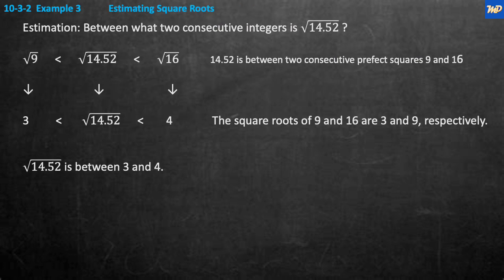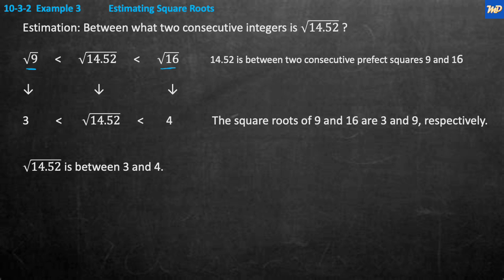Okay, estimating square roots. Example 3. Between what two consecutive integers is the square root of 14.52? Well, what you're going to do is think about your perfect squares. We can say that the square root of 9, which is 3, is less than the square root of 14.52, which is less than the square root of 16.